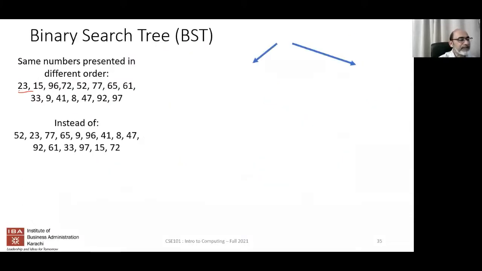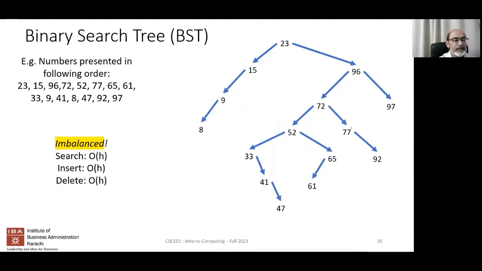Now, what happens if you get these numbers? Let's say you get the number 23 over here, and then you get the number 15 and so on. What you see is that you'll have a very unbalanced search tree. It's imbalanced. So the left side over here is small, the right side over here is small, some of these trees. So it's like a typical real tree. It's not really properly balanced.